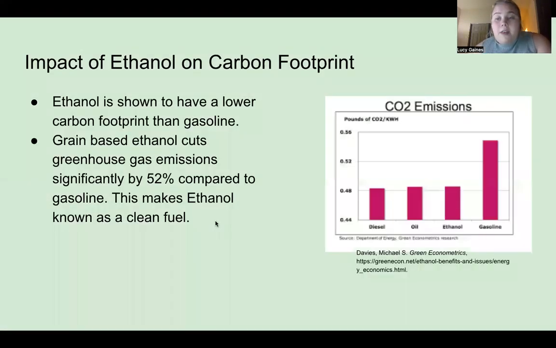The impact of ethanol on our carbon footprint. Ethanol is shown to have a lower carbon footprint than gas. Grain-based ethanol cuts greenhouse gas emissions by about 52%. And ethanol is known as a clean fuel because of this. This shows the amount of CO2 emissions compared between ethanol and gasoline. You can see the big jump.